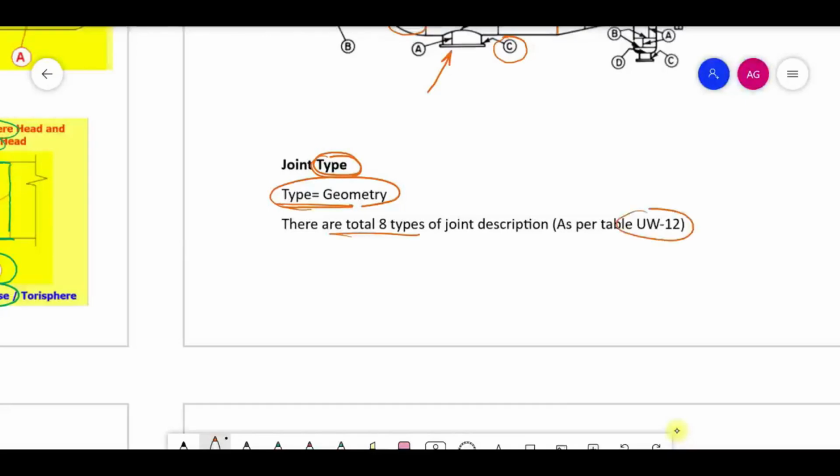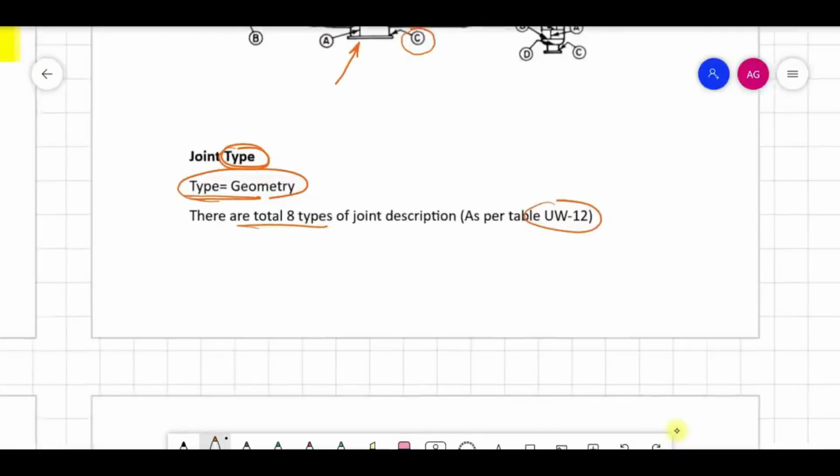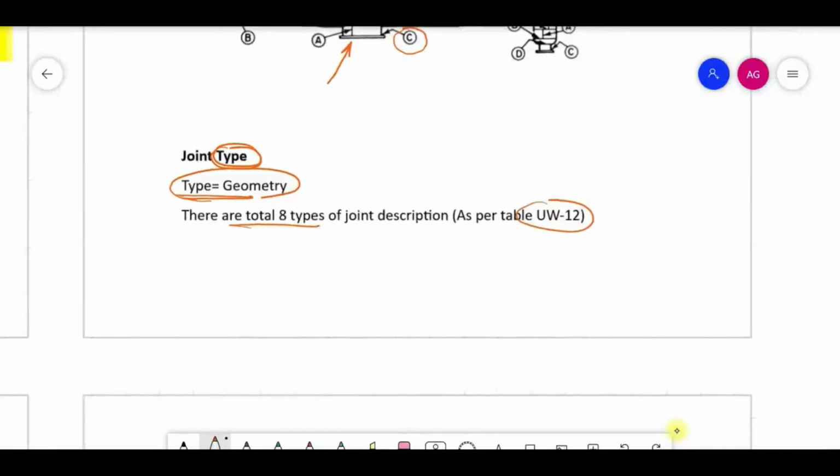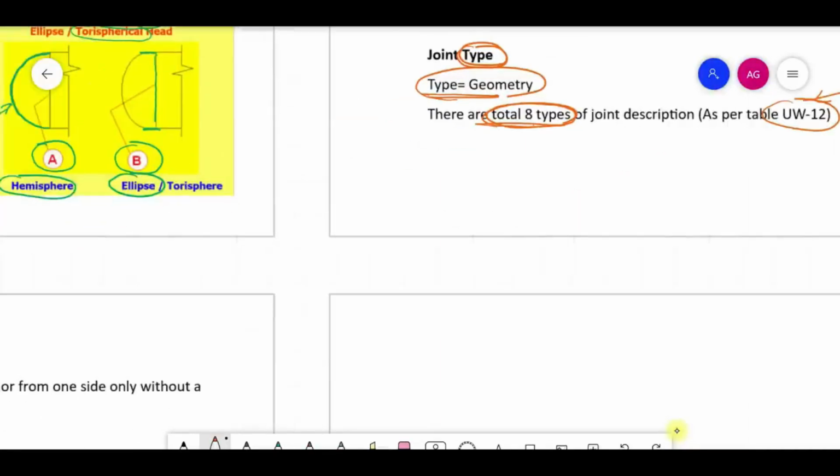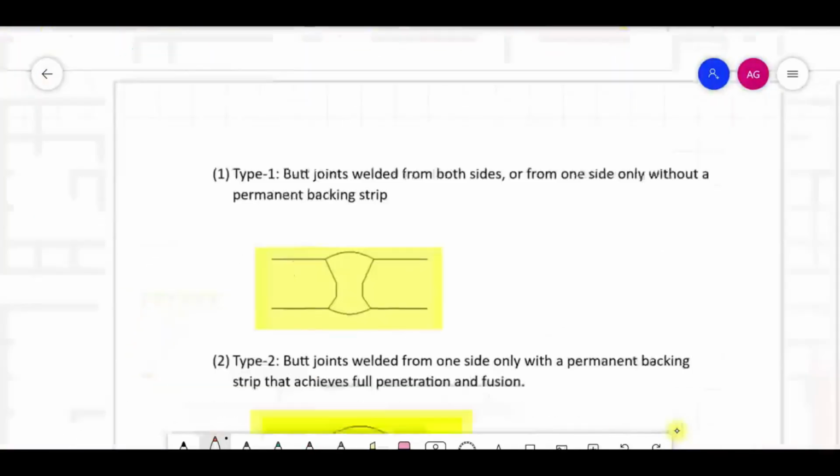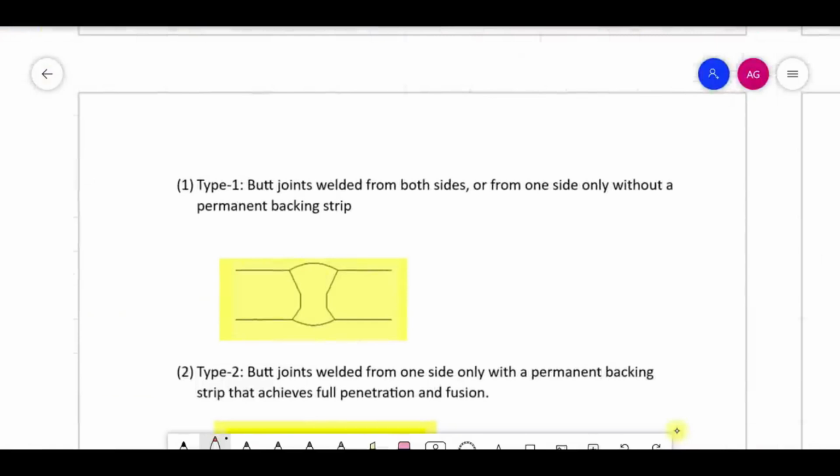On S you will see YAD12. There is a table given in YAD12. If you look, you will see that according to AWS, which is the standard of American Welding Society, there are many types of joints in an SM. If you look at the joint efficiency in YAD12, there are 8 types of joints given. Which are these 8 types of joints? We will see. You will also get the table of joint efficiency in YAD12.